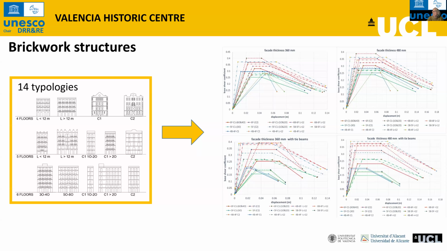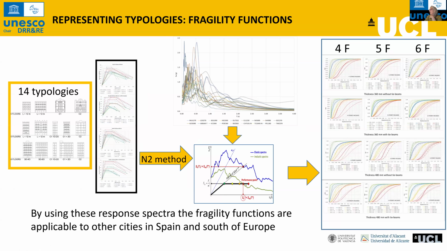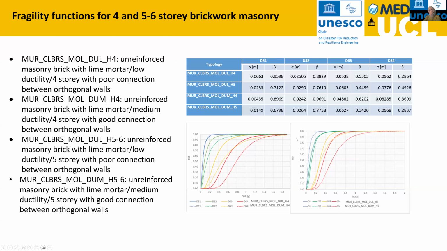And again, we identified a number of typologies. We defined a larger number of capacity curves dependent on the different uncertainties we had about some of the parameters that come into the FAMIVE analysis. By using this, we could then define very detailed fragility functions for buildings of 4, 5, or 6 stories, again using exactly the same approach.